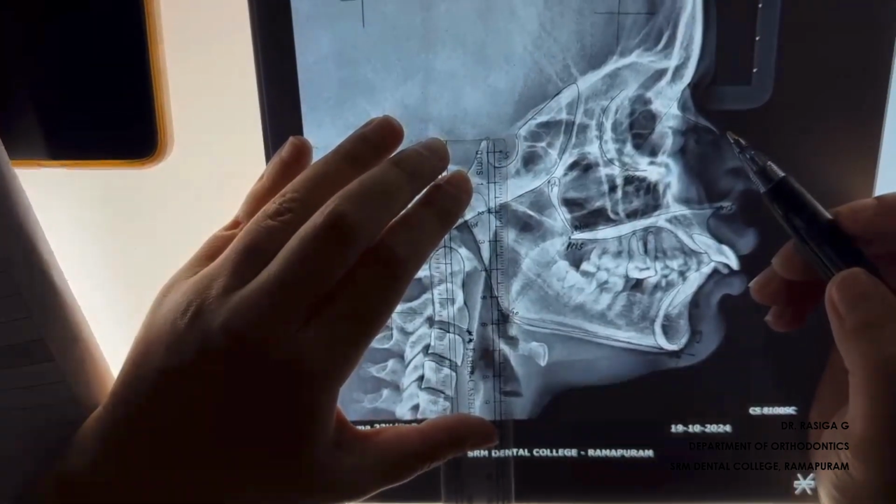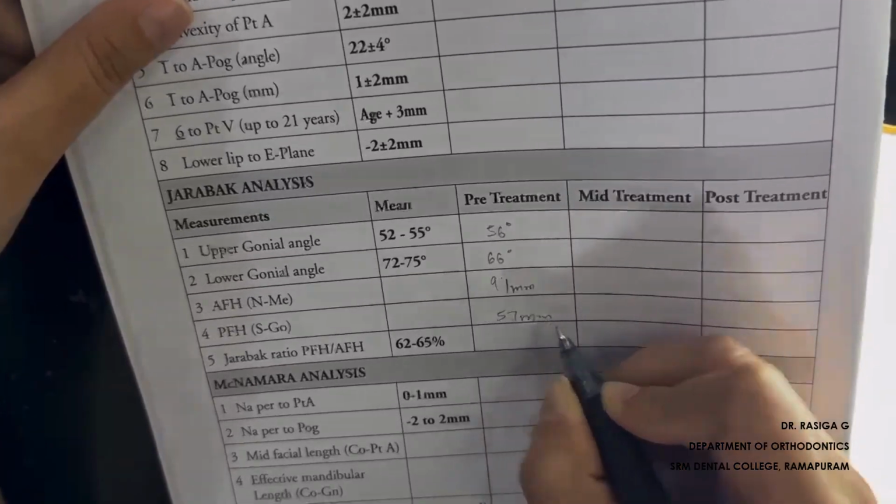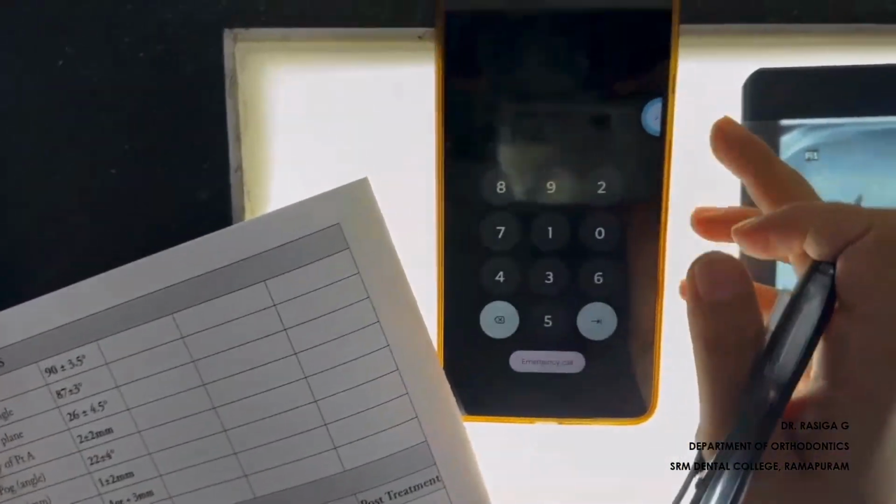So this anterior and posterior facial height is going to contribute to the Jarabak's ratio or the Jarabak's index, that is the posterior facial height divided by the anterior facial height, multiplied by 100. A normal ratio is around 62 to 65%. This ratio gives insight into the balance between the posterior and anterior facial heights. So a balanced ratio typically will reflect a harmonious growth pattern, higher values will suggest a horizontal growth pattern, and if the value is low, it indicates a vertical growth pattern.